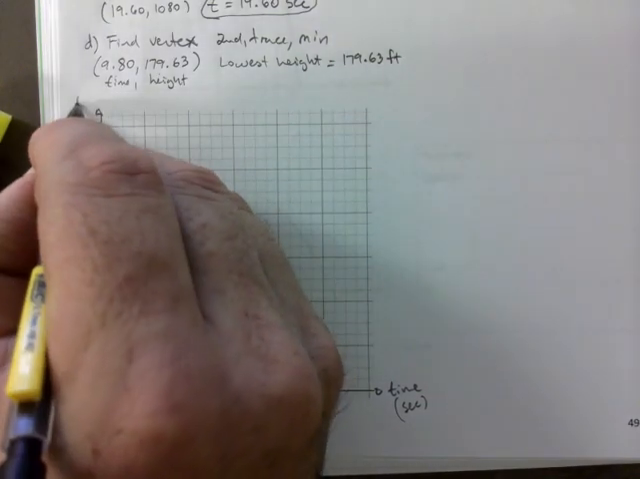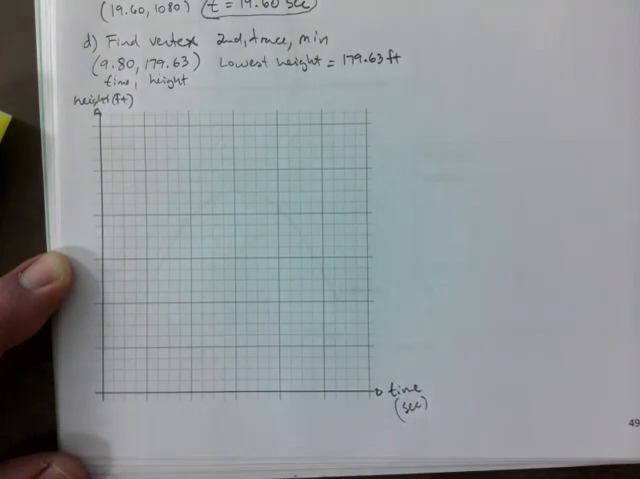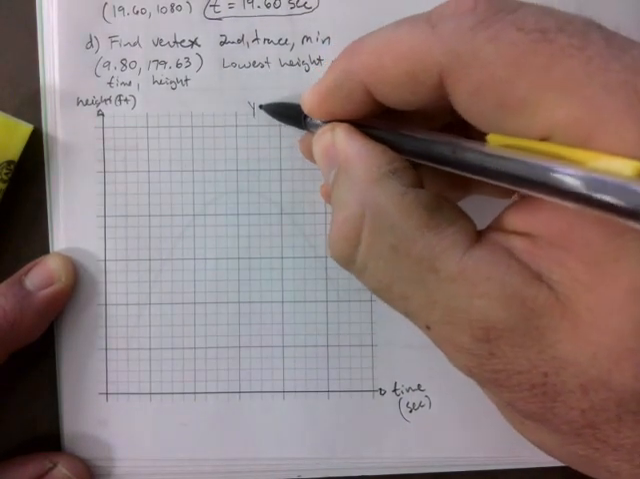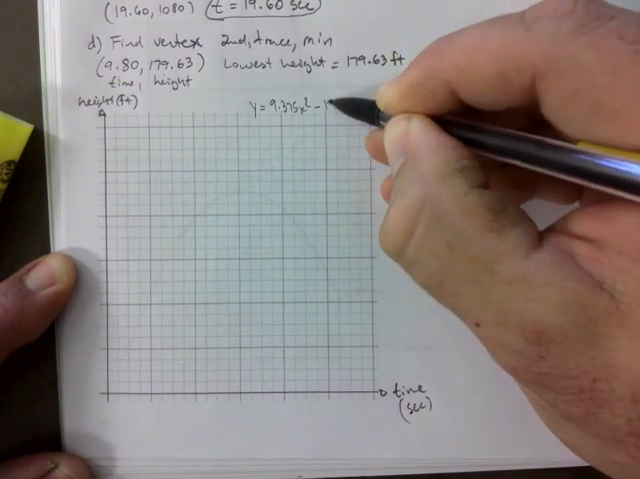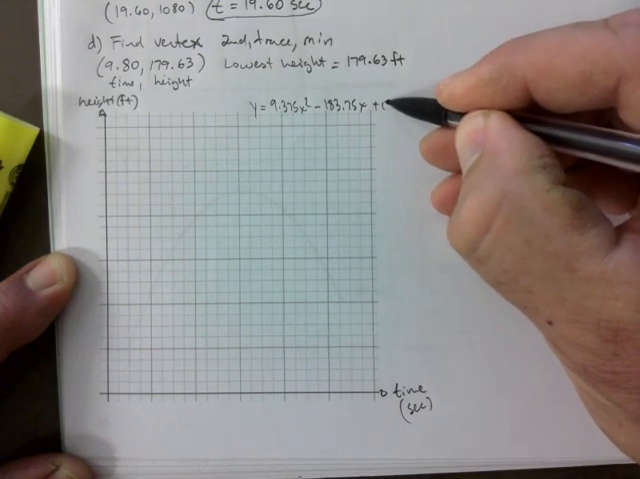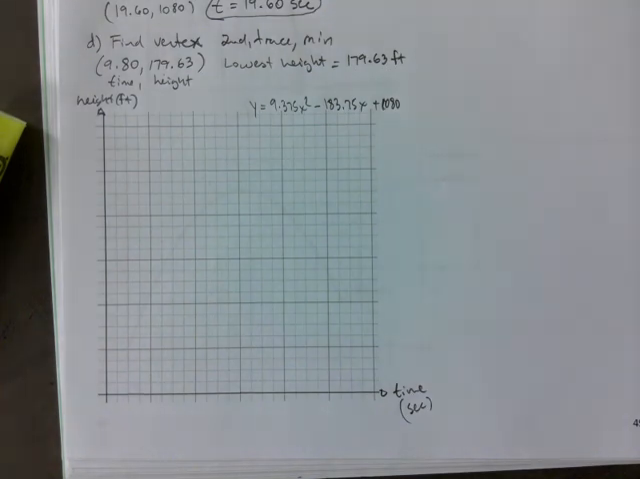And then this is height in feet, so we won't lose marks there. And somewhere here, let's add the equation already: 9.375x² − 183.75x + 1080. Okay, let's just do that. Let's not lose marks for labeling.